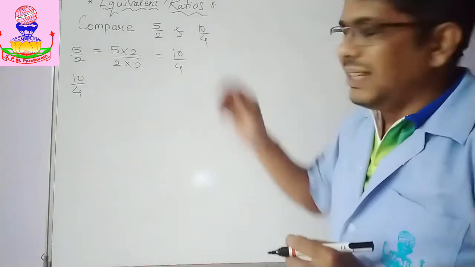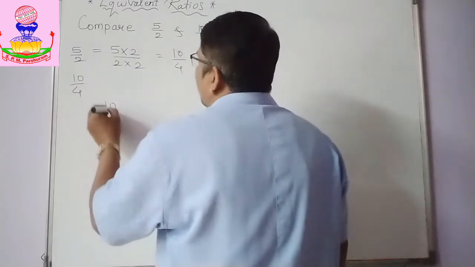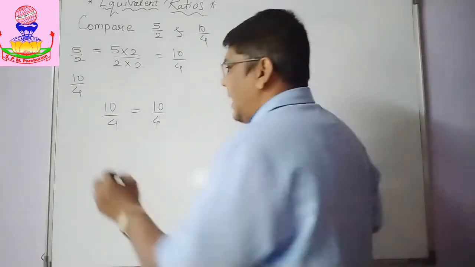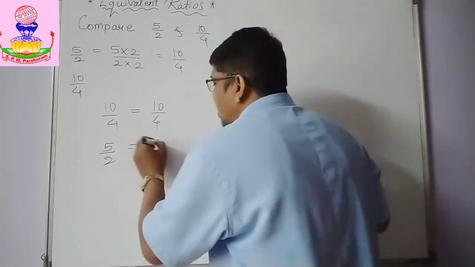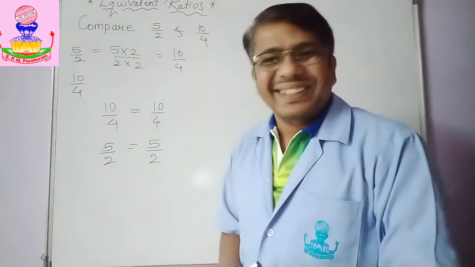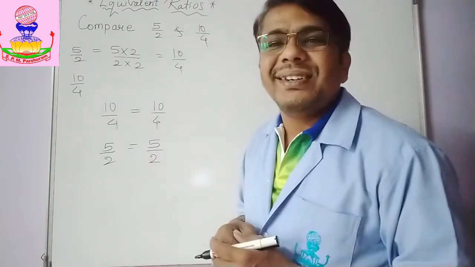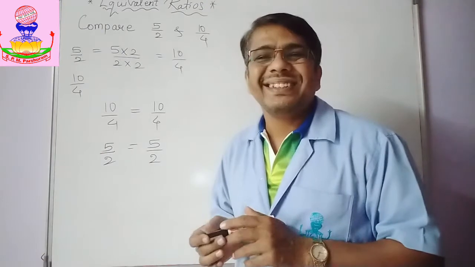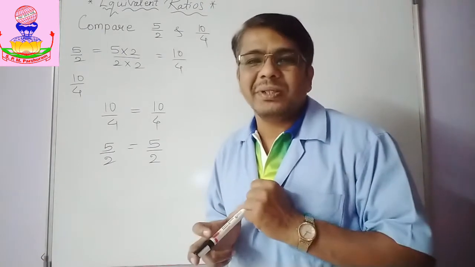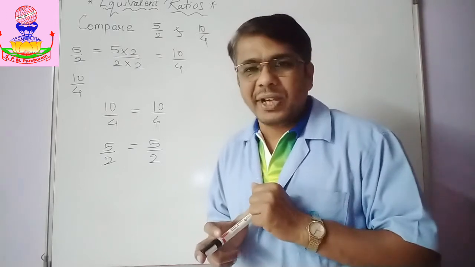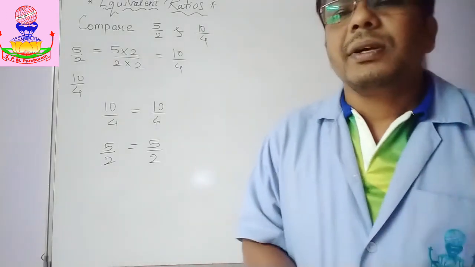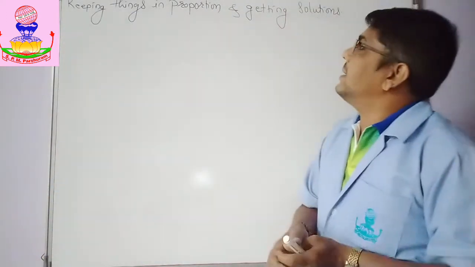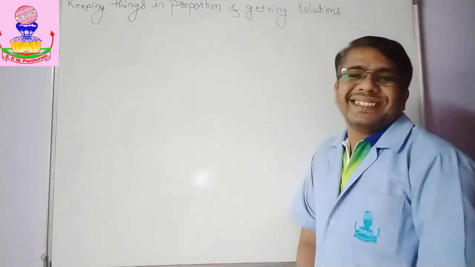And 10 upon 4, I can write it as it is. No need to change. Now, are they equal? Yes, they are. So, 10 upon 4 equals 10 upon 4. In reduced form, you will get it as 5 upon 2 equals 5 upon 2. So, are they equivalent? Yes, they are. They are equivalent ratios, and so they are said to be in proportion. Okay. So, now let's move further. Next part is keeping things in proportion and getting solutions.